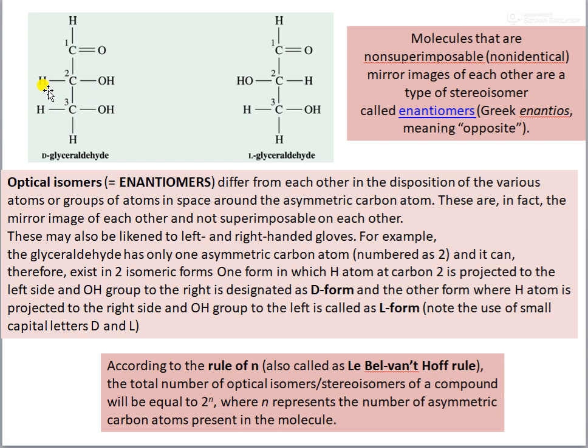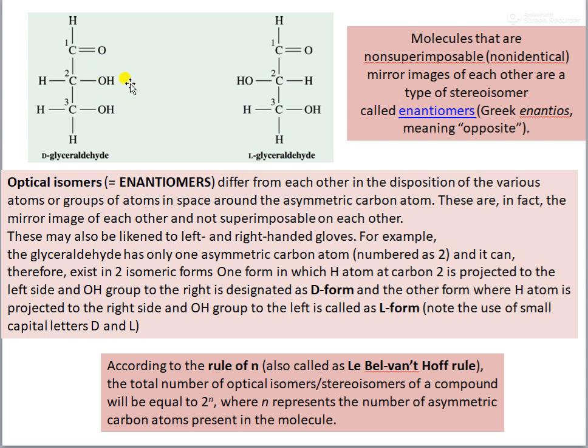In this case, H and OH: the OH is found towards the right side in one moiety of glyceraldehyde, and in the second moiety it is found towards the opposite side, the left. On the basis of this, you can see these two are the same glyceraldehyde which I had shown, but they only differ in the location of the hydroxyl group.